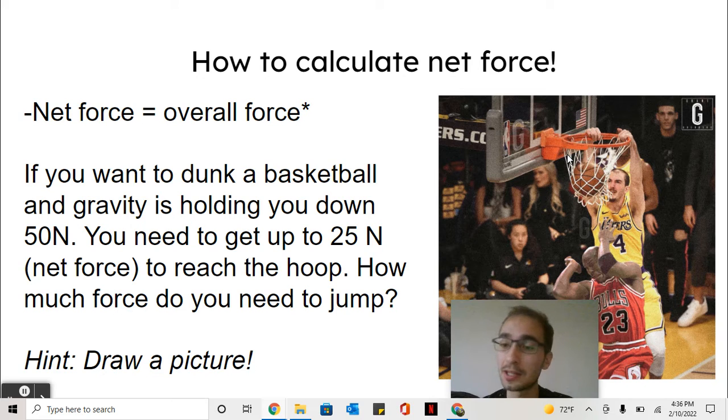Please pause the video now and try and do it yourself. Gravity's holding you down 50. You need to get up to 25 to reach the hoop. So how much force do you need to jump, taking gravity into account?